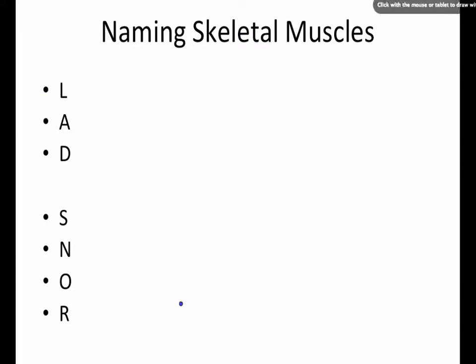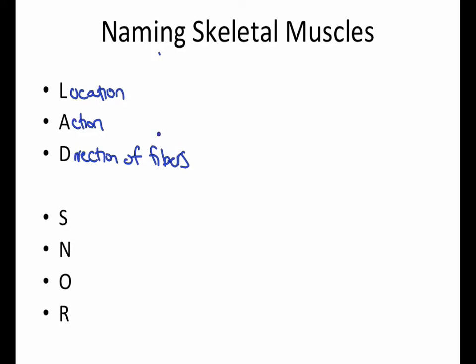Okay, so when you actually go through to name skeletal muscles, there's a little naming memorization thing that we could use. So it's LAD SNOR. Okay, so here's how we can remember naming some muscles. So L stands for the location of the muscle. The A has to do with the action of the muscle. The D has to do with direction of the fibers. And I'm going to go through all of these in detail. So right now we're just writing them down.